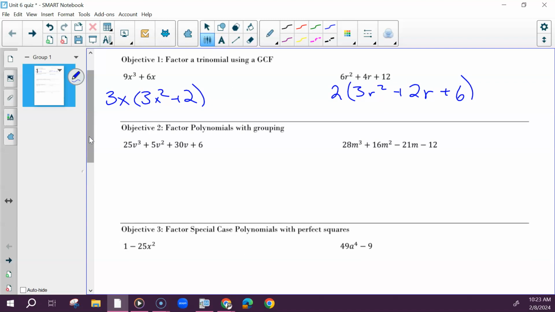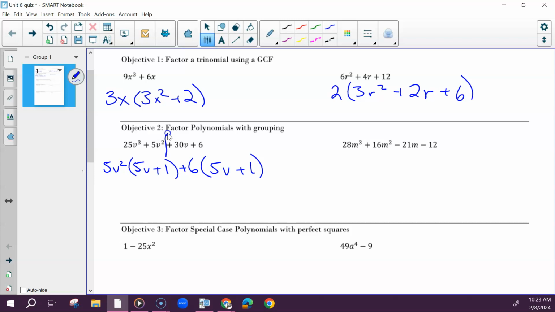For objective 2, you should have been splitting this down the middle, finding the GCF of the first 2, so whether you use the calculator or the factors. It should have been 5, and these both had b's, so 5b squared, leaving 5b plus 1. Then find the GCF of the last 2. It should have been 6, but it should be plus 6. You should be putting whatever symbol it is outside. And then when you divide that, we have 5b plus 1 left again. And then make sure you put your final answer.